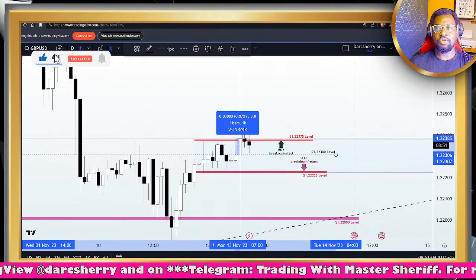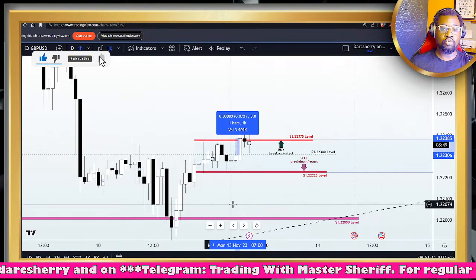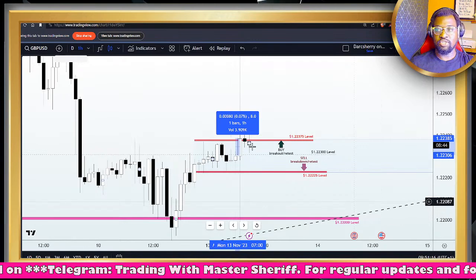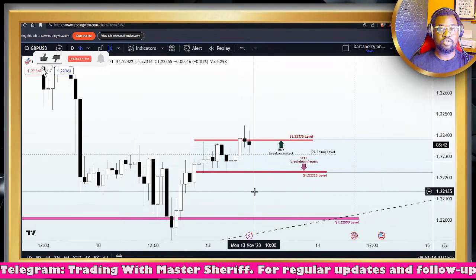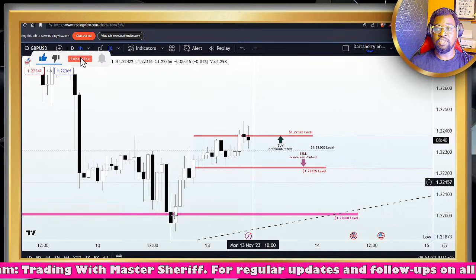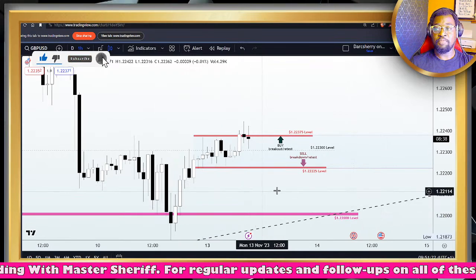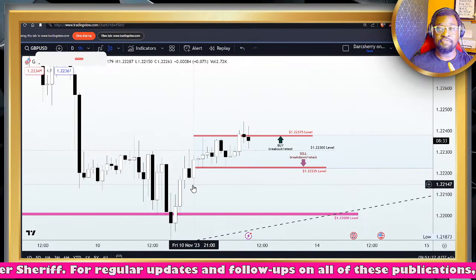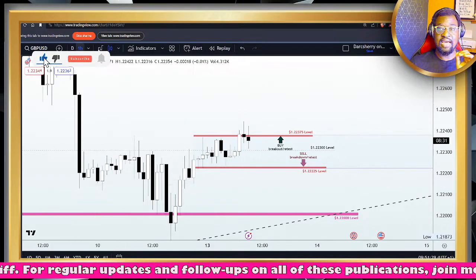Now I'm having another buy stop order above the 1.22375 to capitalize on the uptrend continuation. So I'm still looking forward to a bullish bias on this particular asset. Let's see how the price is going to play out from here. Anywhere above the 1.22375 is looking very promising at this point.